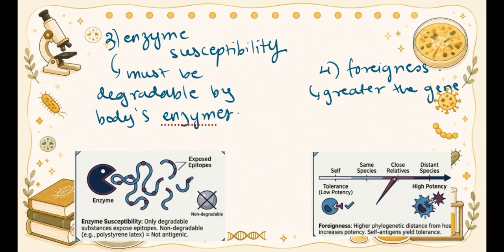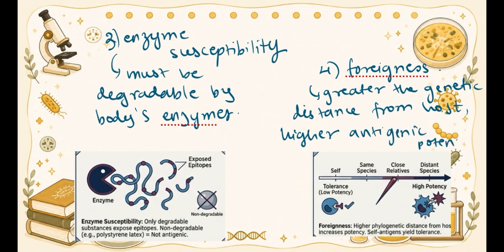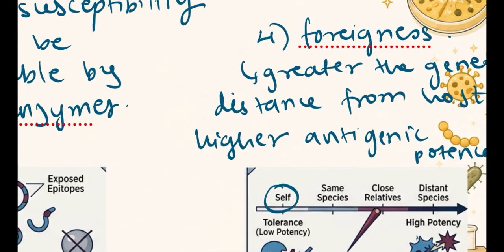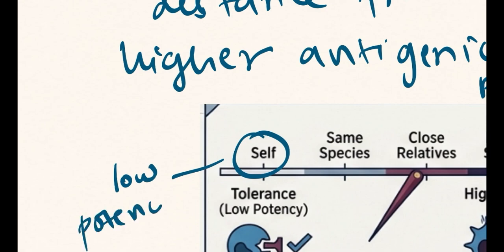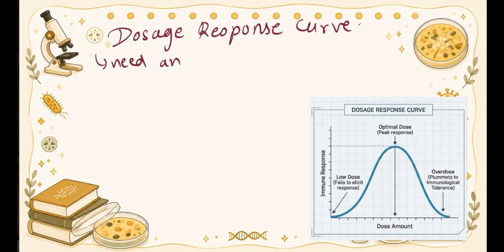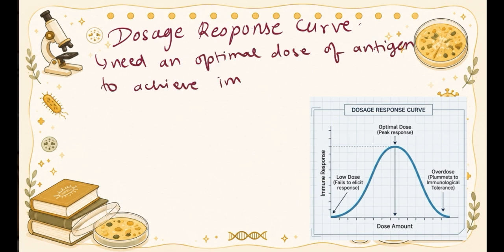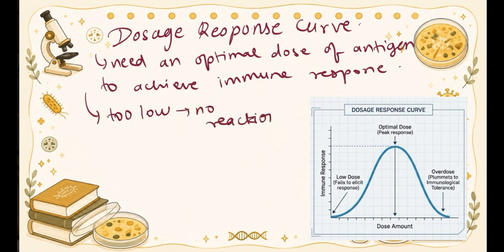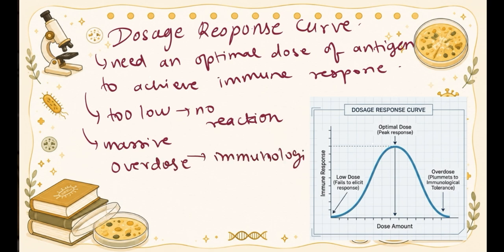And finally, foreignness. The greater the genetic distance from the host, the higher the antigenic potency. On the flip side, our own self-antigens naturally yield a state of low potency tolerance. It's important to realize that the immune response isn't just a simple on and off switch. It's highly variable. There's a dosage response curve that dictates we need an optimal dose to achieve a peak immune response. A dose that's too low completely fails to elicit a reaction, but interestingly, a massive overdose causes the response to plummet, inducing immunological tolerance.